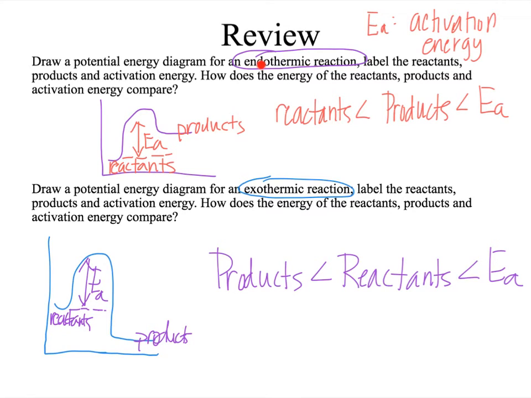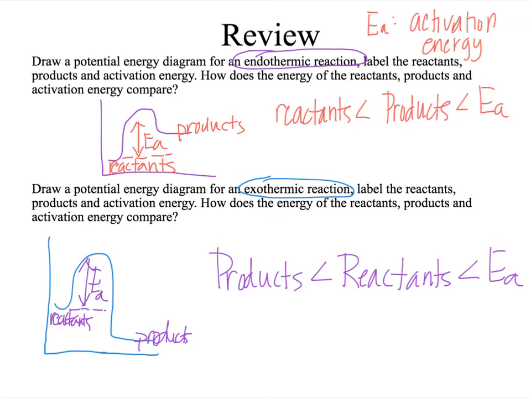In an endothermic reaction, the energy is being absorbed. And so our products are going to have more energy than the reactants because they absorbed energy during the reaction. The way we always show activation energy is from the reactants to the top of the peak in both of these. And so this right here would be your activation energy. In terms of the energy in relationship to each other, the reactants have less energy than the products, and the products have less energy than the activation energy.